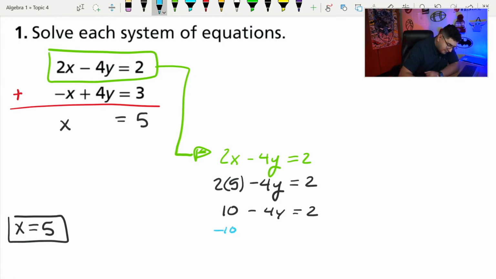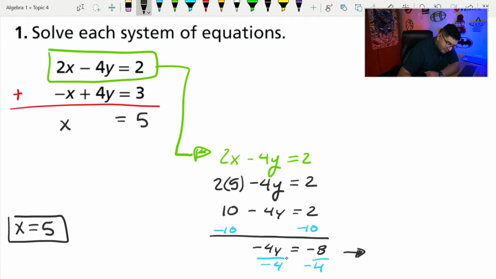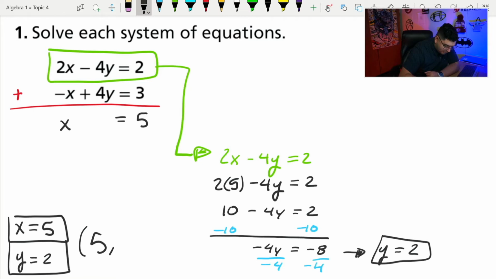I'm going to subtract 10 from both sides. That'll leave me with a negative 4y equals a negative 8. I can then divide by negative 4 on both sides. And I'm going to move this problem to the right. If I divide by negative 4 on both sides, that would leave me with y equals 2. So for the first problem, we now have our x and our y, and together, our answer would be 5, 2. And this is how we use the elimination method.